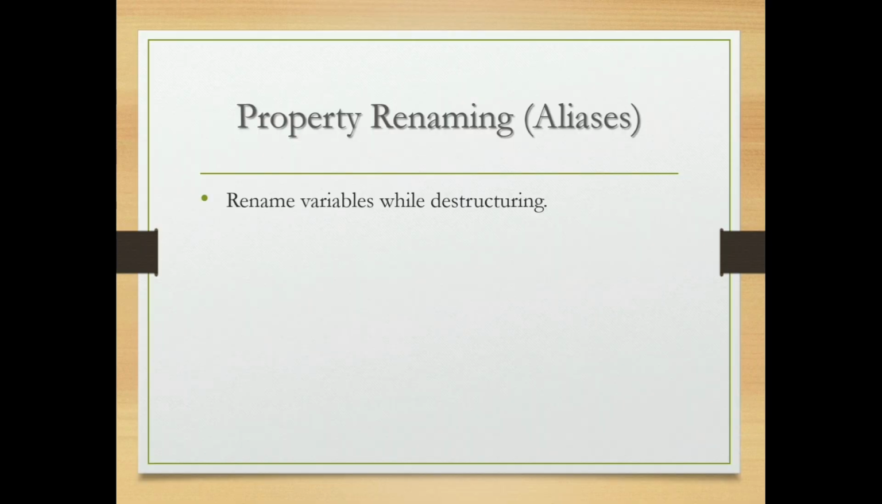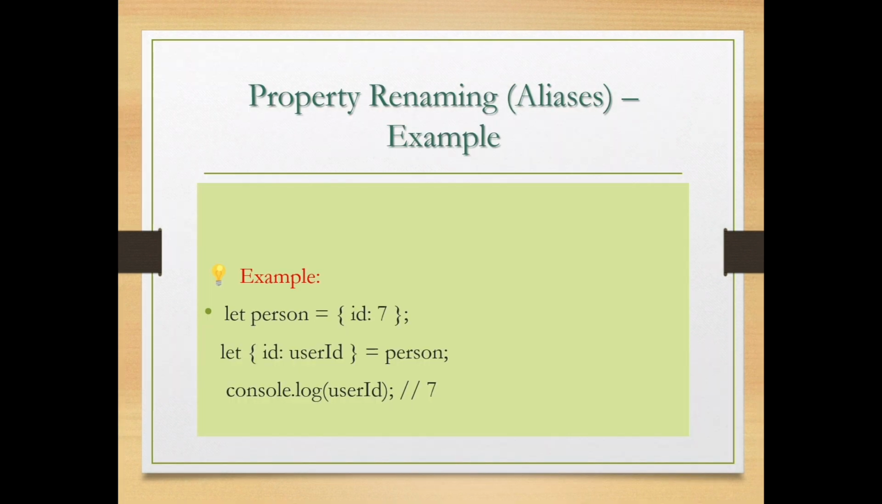Next we will see property renaming. Property renaming is used to rename variables with destructuring. Next we will see one simple example for this.